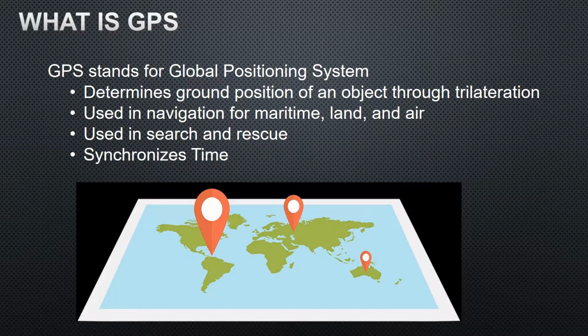So what is GPS? Well, GPS stands for Global Positioning System. It determines ground position of an object through trilateration. What this means is that three satellites are communicating with the receiver and triangulate the position of a certain object. It's used in navigation for maritime, land, and air.